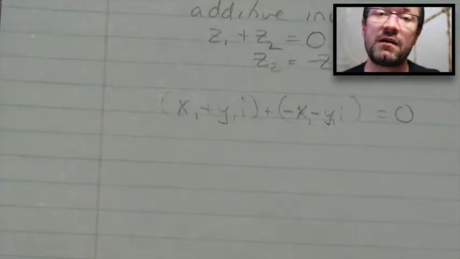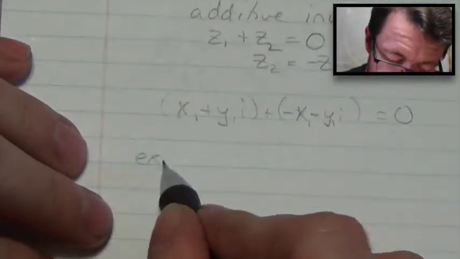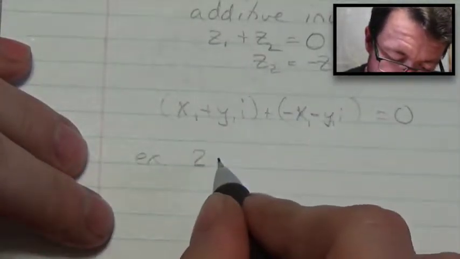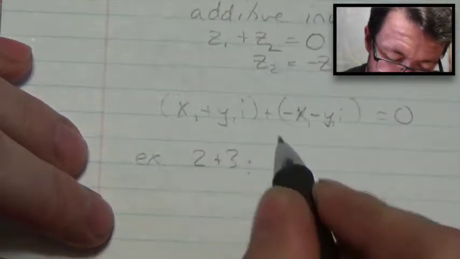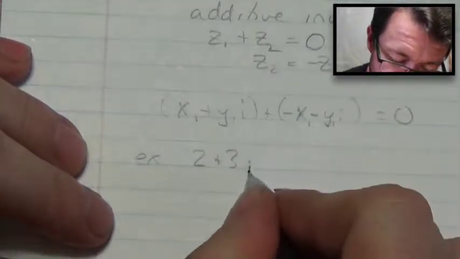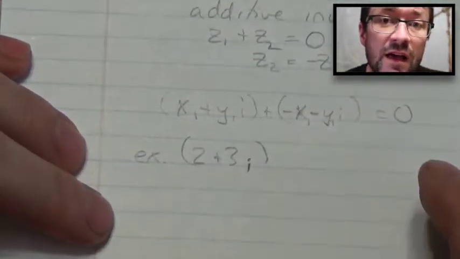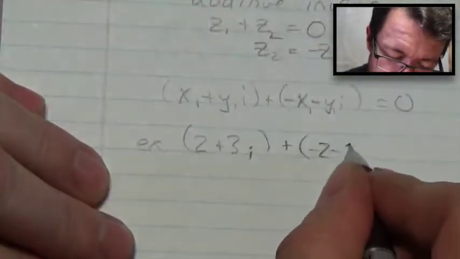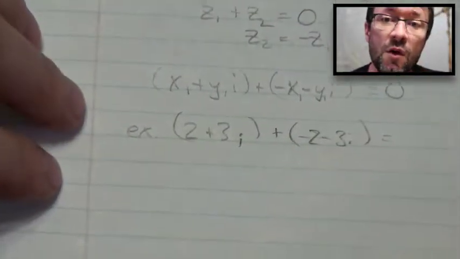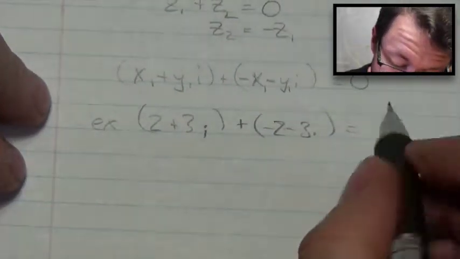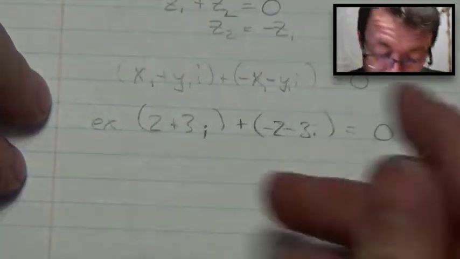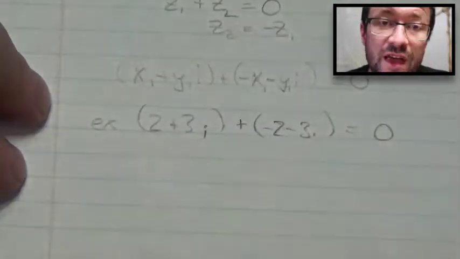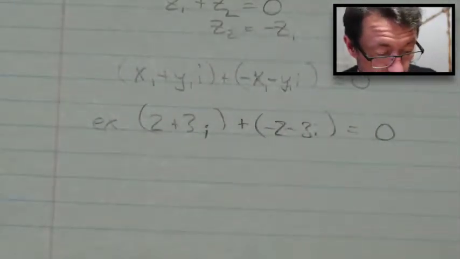Let's use an example here real quick. Let's say I had the complex number 2 plus 3i. If I added to that negative 2, I keep wanting to put addition there, don't know why, negative 2 minus 3i, when I add those together, you're going to see that I get 0 plus 0i. So those two are the additive inverses of each other.